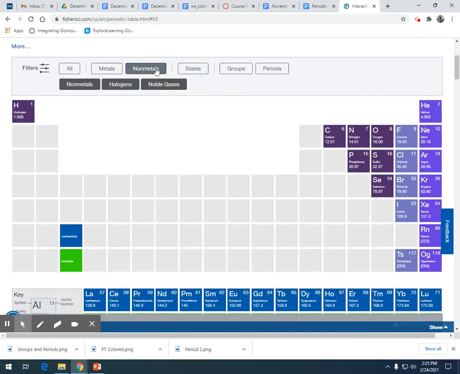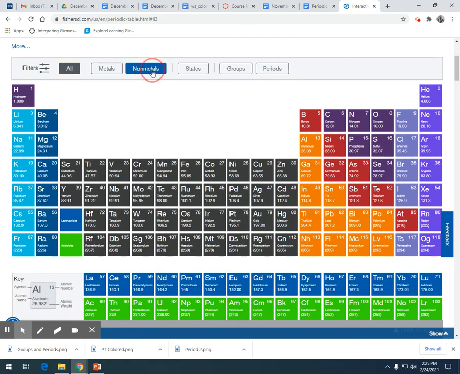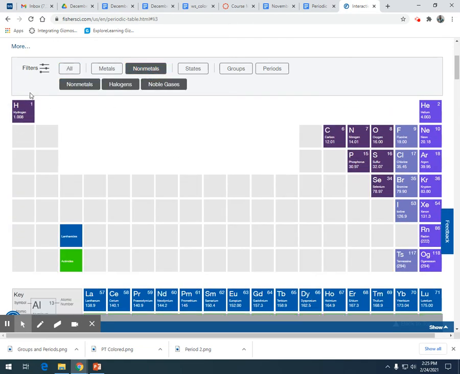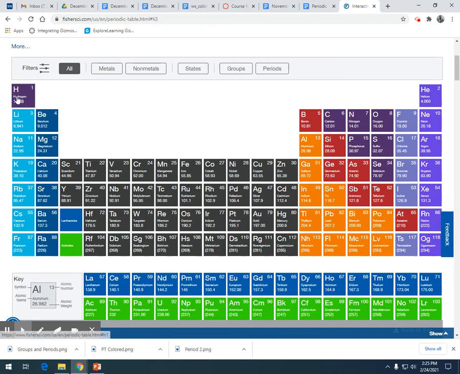is a non-metal. Now you notice when I clicked on non-metals, there's one of them that looks like it's a metal that stays there, and that's hydrogen. Hydrogen is the only rule breaker with this. It's the only non-metal that's in the metal section to the left. The non-metals include hydrogen. That's the one rule breaker. That's why it's also purple.